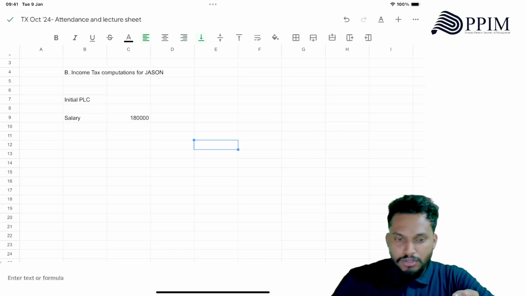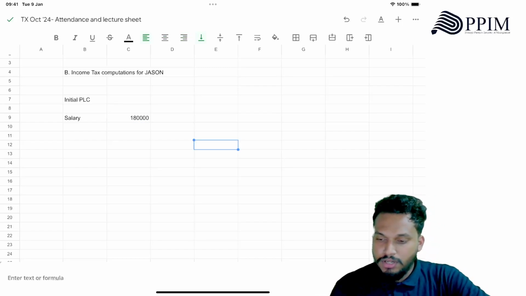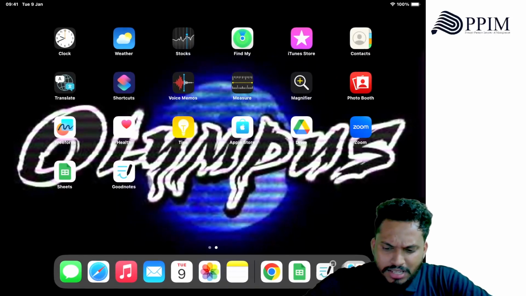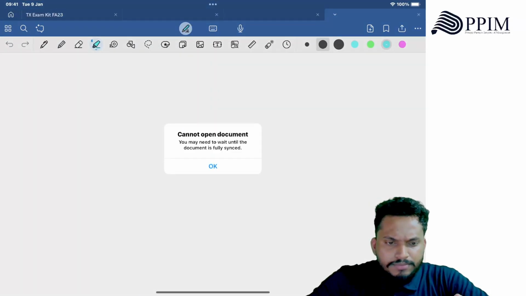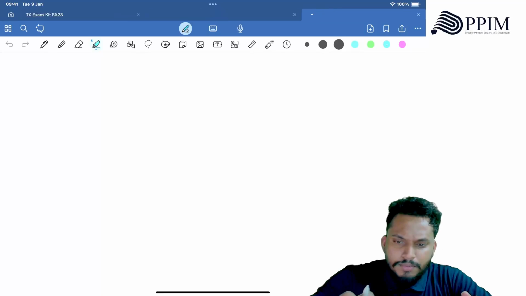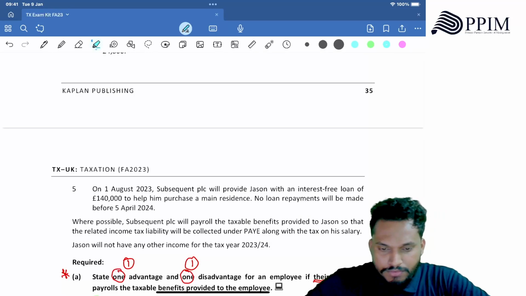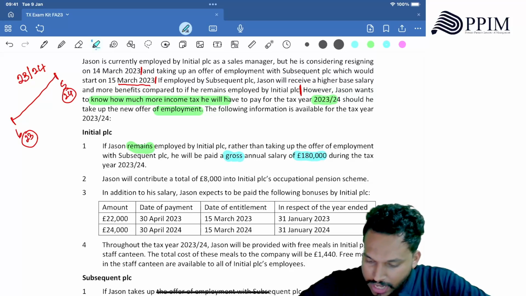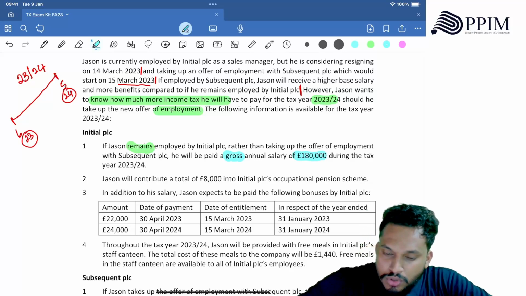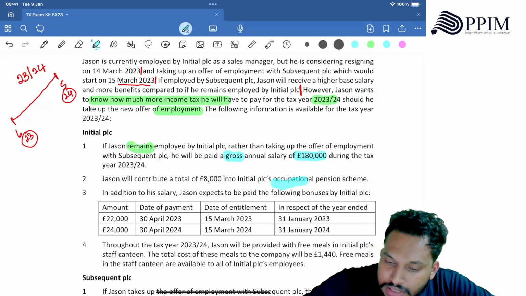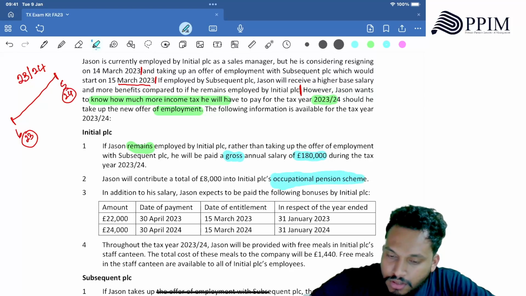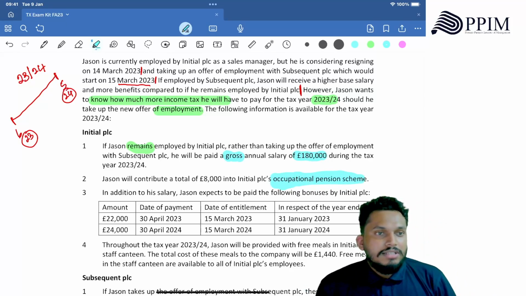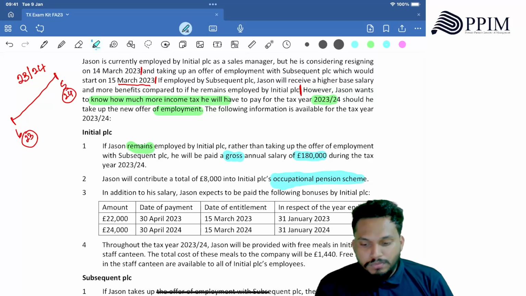Okay. So he's making a salary of how much? 180,000. So I'm just marking as it is. As soon as I read, I'm going to mark it. Did you understand that? Fine. So then Jason will contribute 8,000 into occupational pension scheme, right? So occupational pension scheme means, is it class 1 or class 2?